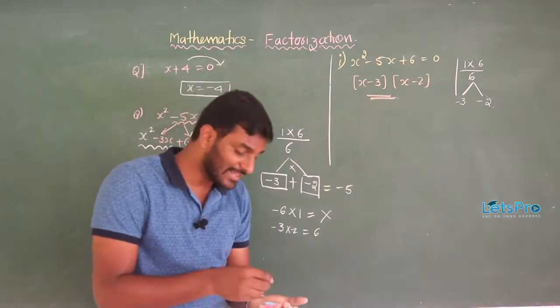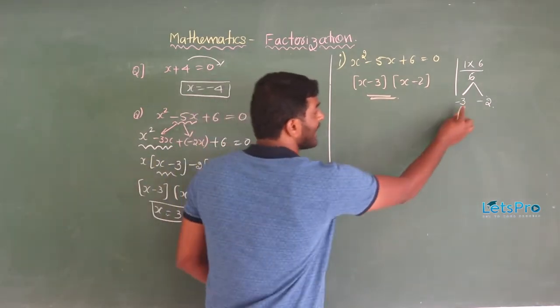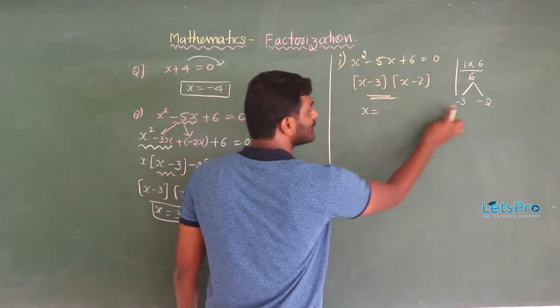Hence when you are writing the x value, if it is minus 3, x is equal to plus 3.